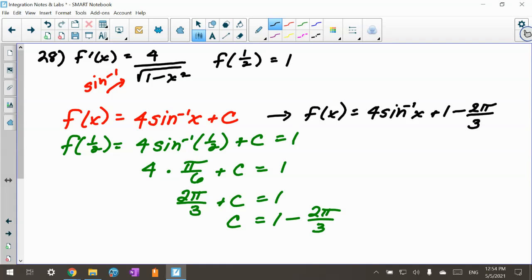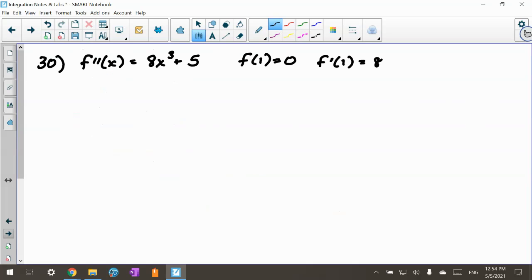All right, I'm going to do one more, I think, on here. I'm going to try to get 30 in here, and then I'm going to stop this. Now, 30 is pretty cool because they gave us a second derivative. So what we're going to do is go backwards to the first and go backwards to the original. And look what they gave us, information for our first derivative and for our original, so we can actually find exactly what it would be.